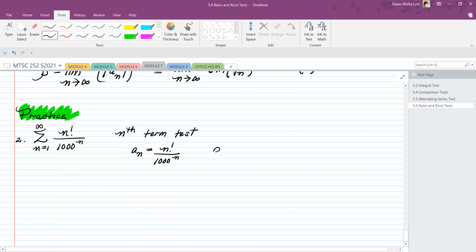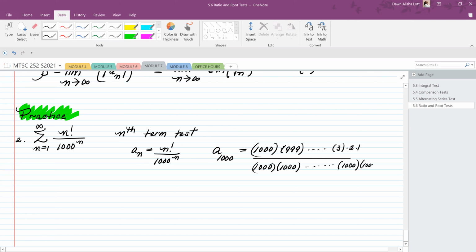So let's look at the 1,000th term. It's 1,000 times 999, and this goes all the way down to 3 times 2 times 1. And underneath it, I'm going to have 1,000 times 1,000, and it's going to go like this, times 1,000, 1,000, etc. But after the 1,000th term, the numbers that start getting multiplied are humongous.